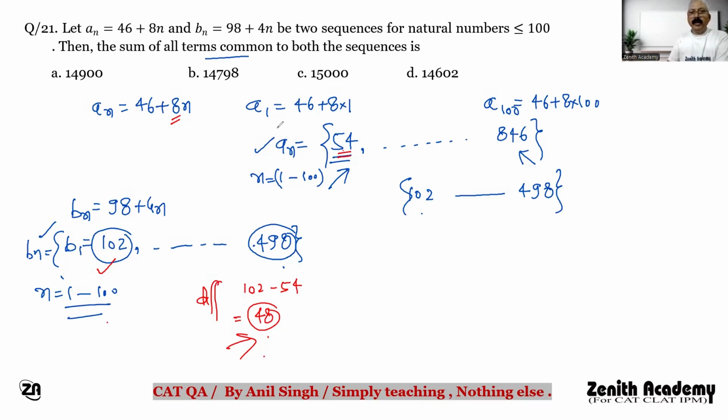It means in this sequence, 46 plus 8 into 6 will appear, which is 94 plus 8, 102. So 102 will appear in the first sequence also. So now the point is that 102 of sequence AN is common with 102 of sequence BN. So 102 is the first common term.